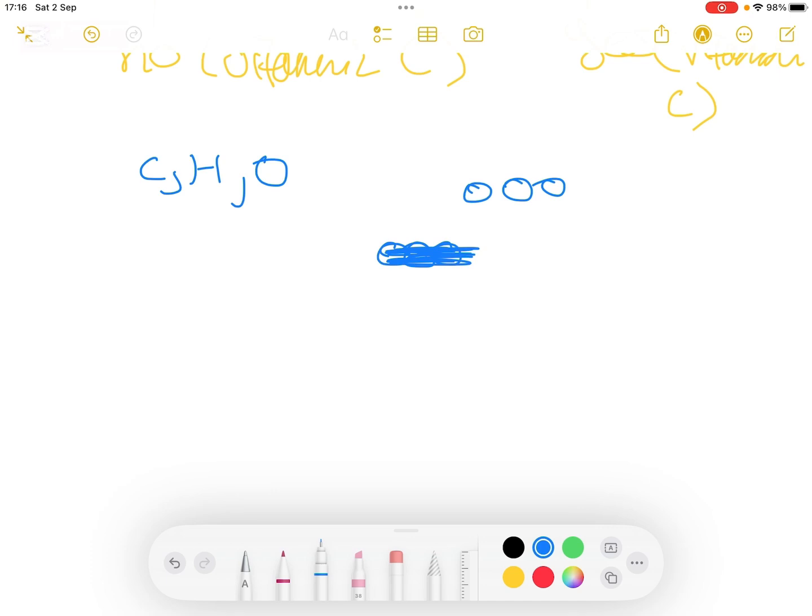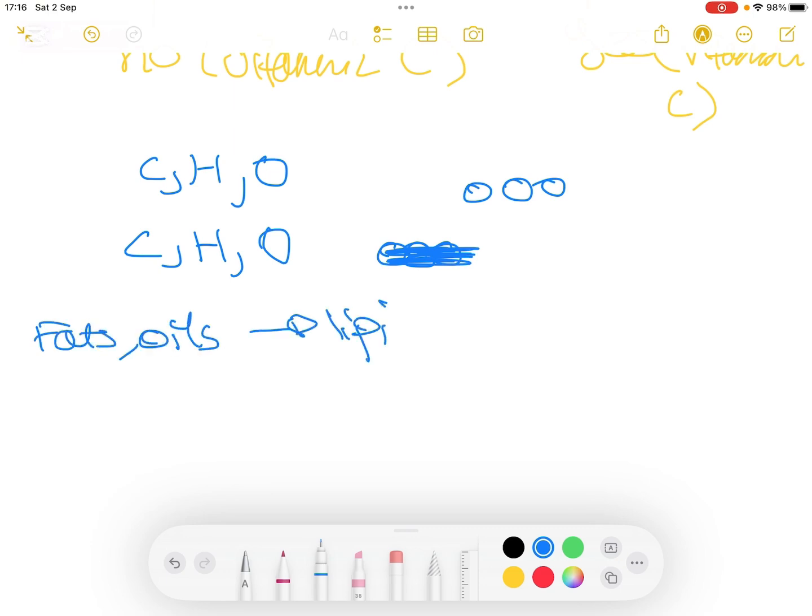Fats and oils are also made of the elements C, H, and O. Another name for fats and oils is lipids. And remember this one because we're going to use it in the enzymes chapter, the one after this one. A lipid molecule is made of 3 fatty acids and 1 glycerol.